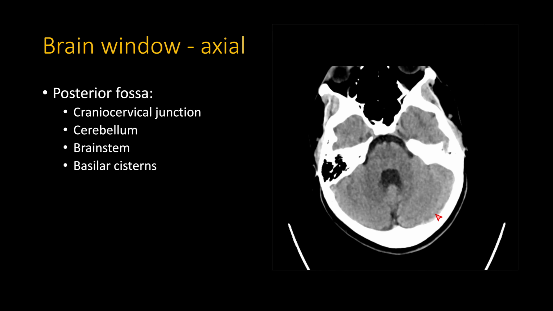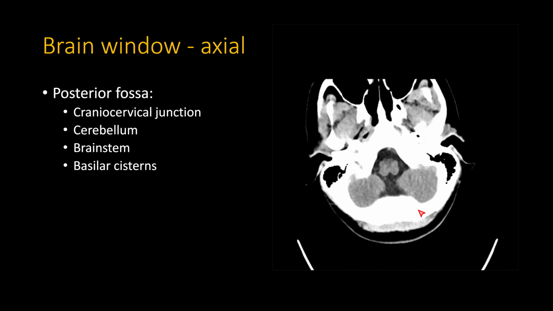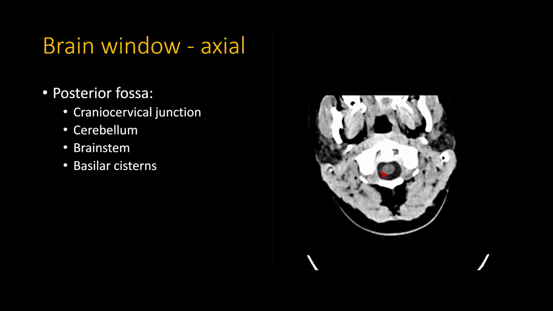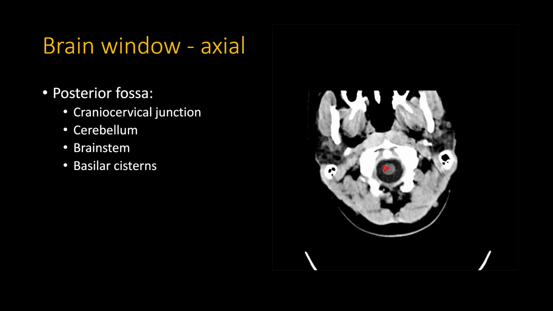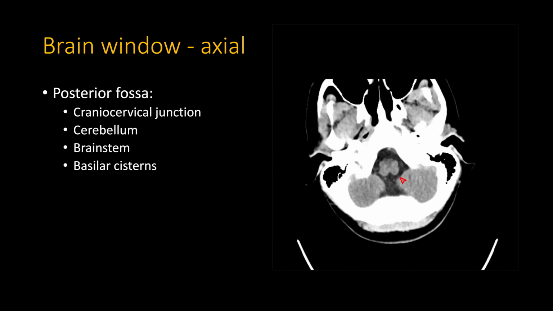Now, when I read head CTs, I typically start with the posterior fossa just because I want to make sure I give it good attention. To do that, you first start at the very craniocervical junction. So I'll go all the way to the bottom, and look at the cord and the CSF surrounding the cord. Things you're looking for are any blood that might be there, or any evidence that brain parenchyma or the cerebellar tonsils have gone down. That could be a sign of tonsillar herniation, etc.